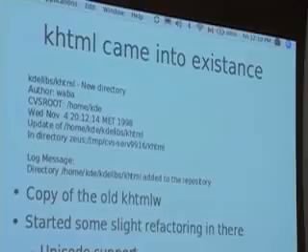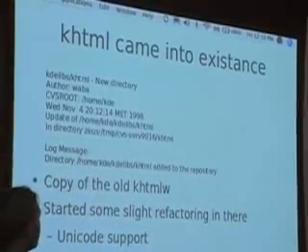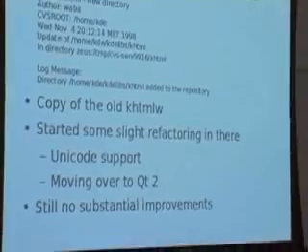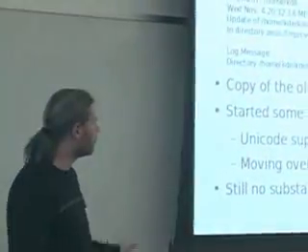So, a little bit later, half a year later, in November 98, KHTML came into existence. It was basically a copy of the old KHTML library. Baldo Bastian did that. He was also one of the early guys working on that stuff. And we did some refactorings there, added Unicode support, moving over to Qt version 2, which was basically preparing for KDE 2, but there were still no substantial improvements.